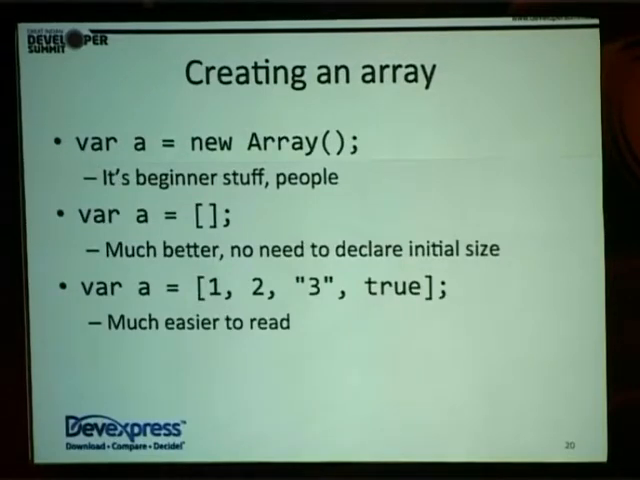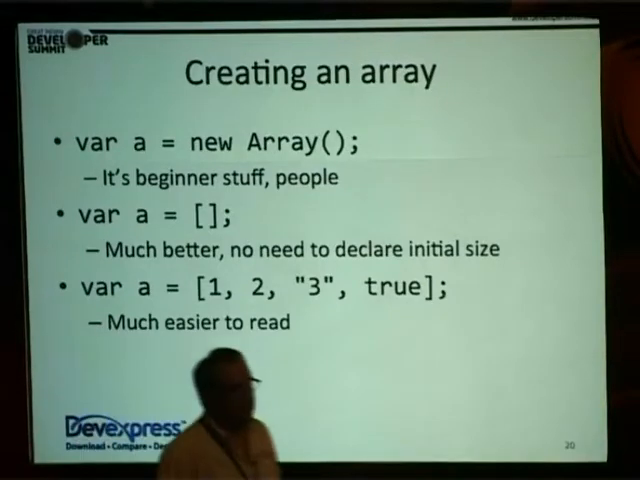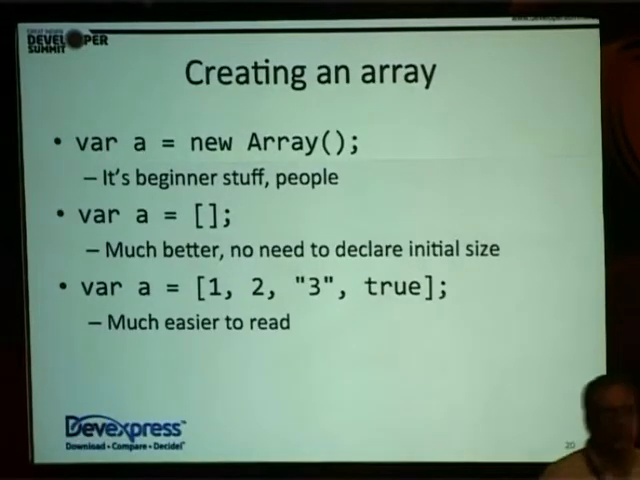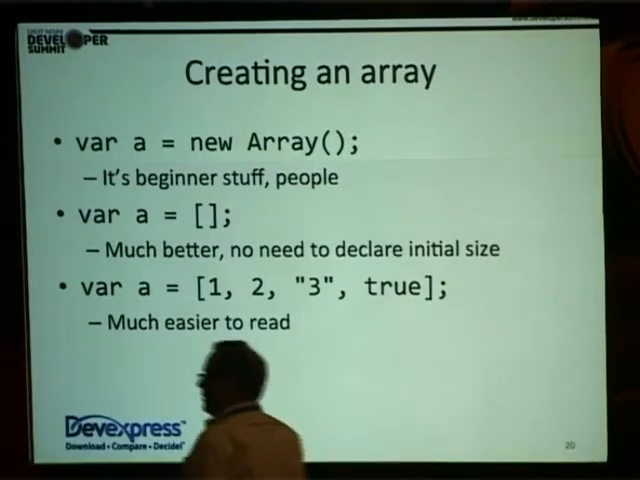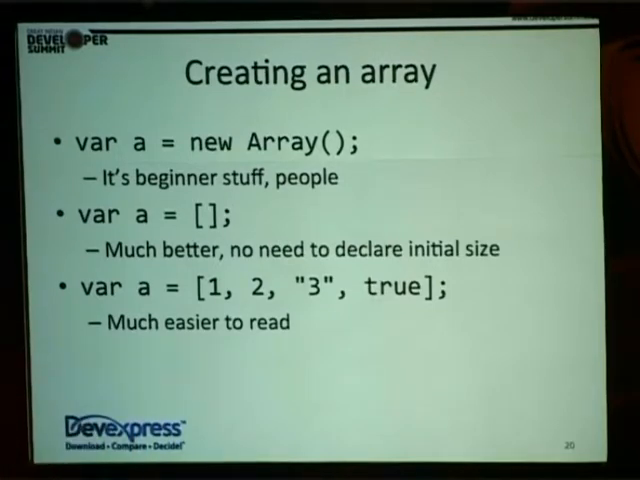Creating an array, we have the usual constructor type. Nobody uses that. It's much, much better to use the literal form. So we have an empty array as the second item there. We're setting A equal to the empty array. There's no need to declare an initial size. It's calculated automatically. And here's an example of a weird array where I'm setting an array to have 4 elements. The 0th element is 1. Element 1 is 2. Element 3 is the string 3. Element 4 is true. And it's much easier to read that style of array declaration.